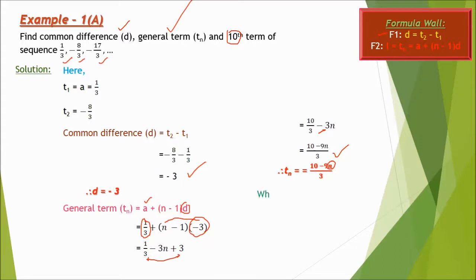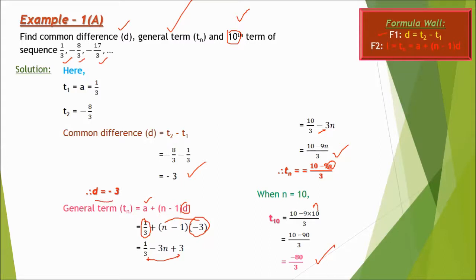Now when n is equal to 10, n is like a function, and all the n of Tn will be replaced by 10. Now we can see (10 minus 9 into 10) upon 3, 9 into 10 being the replacement for n. On calculation, with the calculator, (10 minus 90) by 3. That will be minus 80 by 3. That's our answer. We have found the 10th term. Now this is our answer.